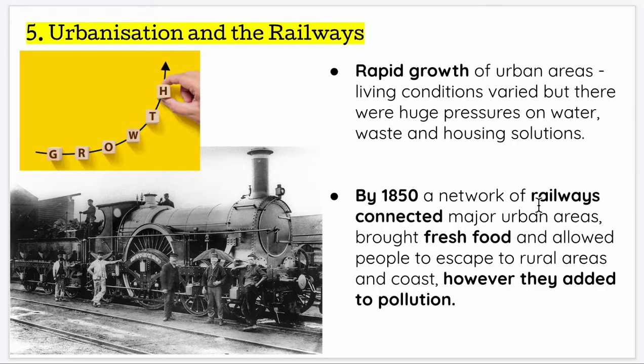So by 1850, a network of railways connected major urban areas. So they used the railways to bring fresh food, and allowed people to escape to rural areas and the coast. However, as we've already spoken about, the trains also added to the air pollution, so that negatively affected health.